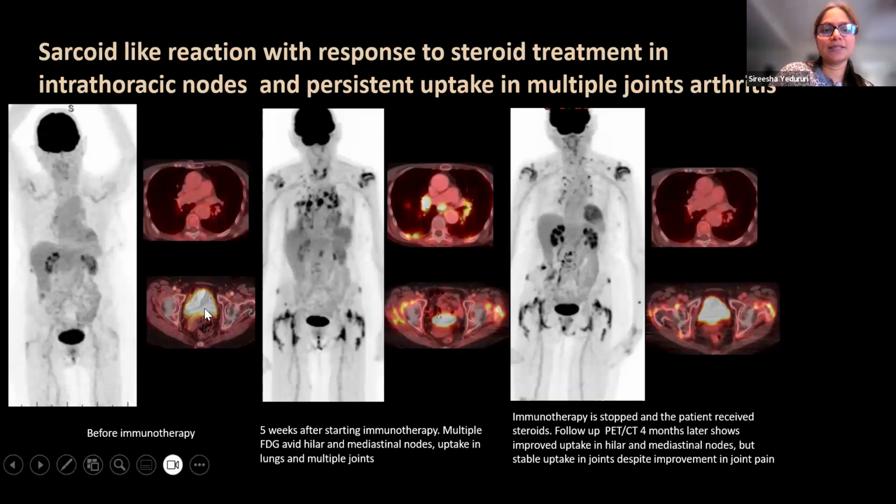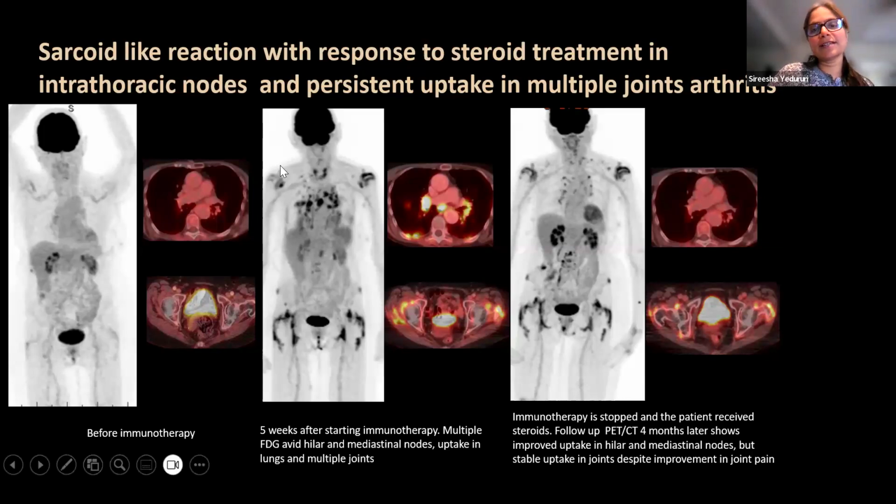What we see in these patients is this: this is before immunotherapy. 5 weeks after immunotherapy, the patient had multiple avid lymph nodes. This will be the distribution: hilar, mediastinal, around these nodes. This is symmetric, paratracheal and hilar lymph nodes showing uptake. Like here, this distribution is very characteristic of sarcoid disease and or sarcoid-like reaction.